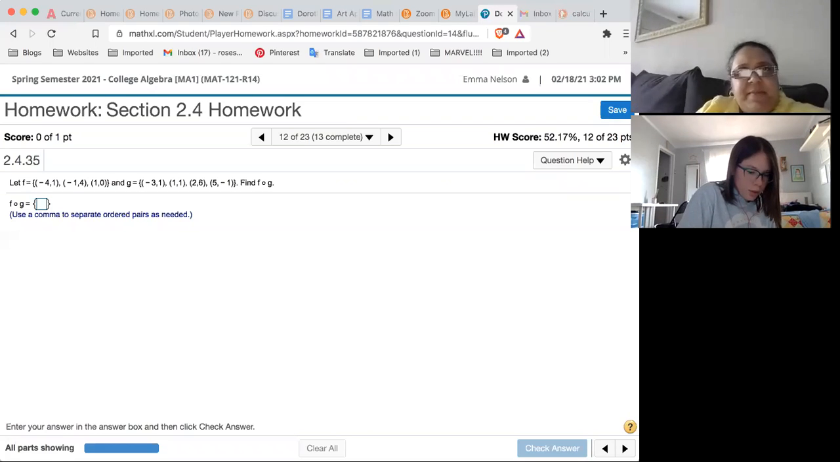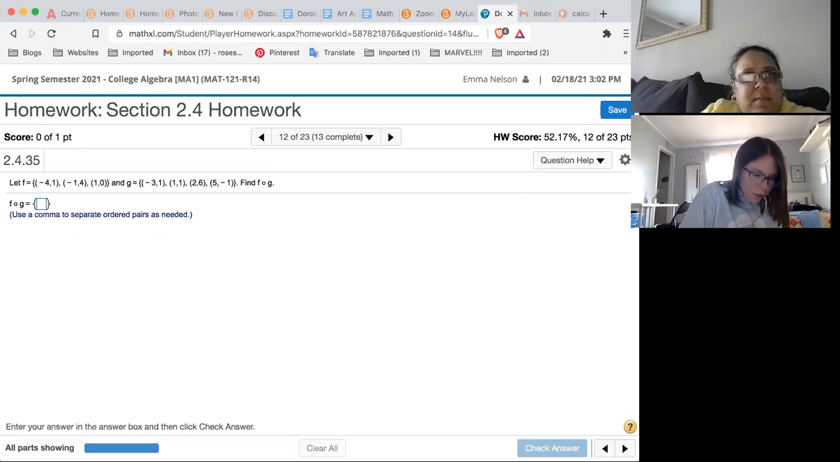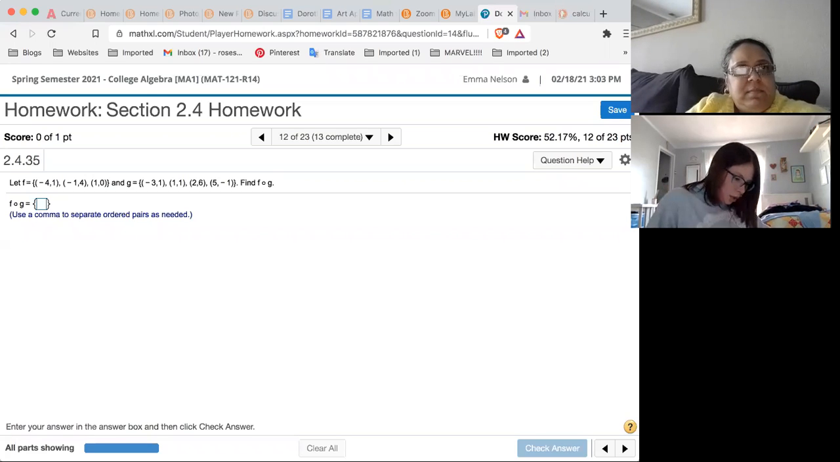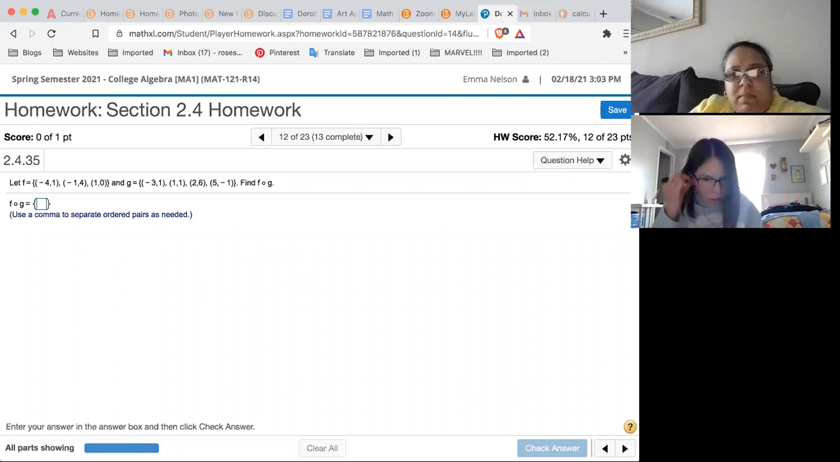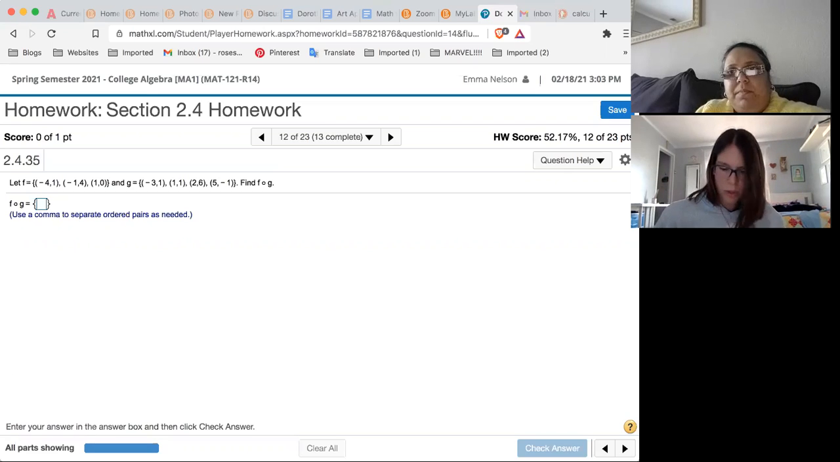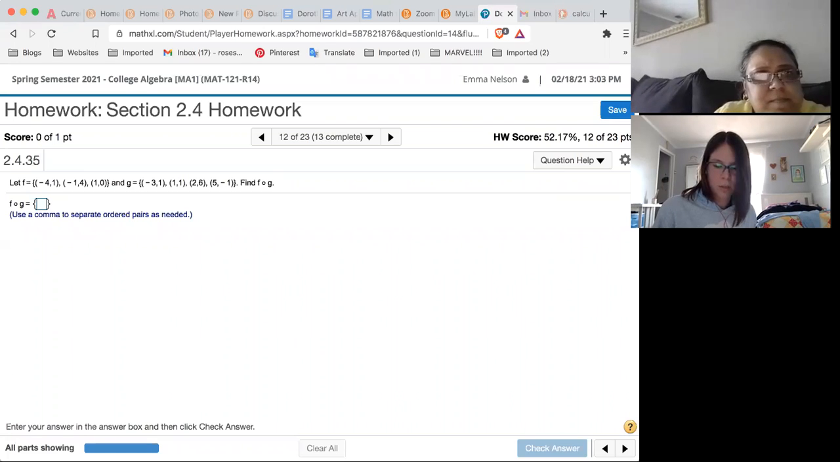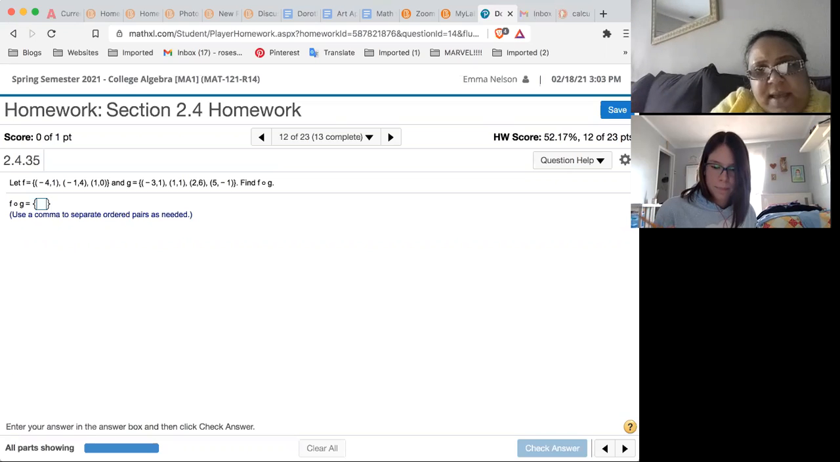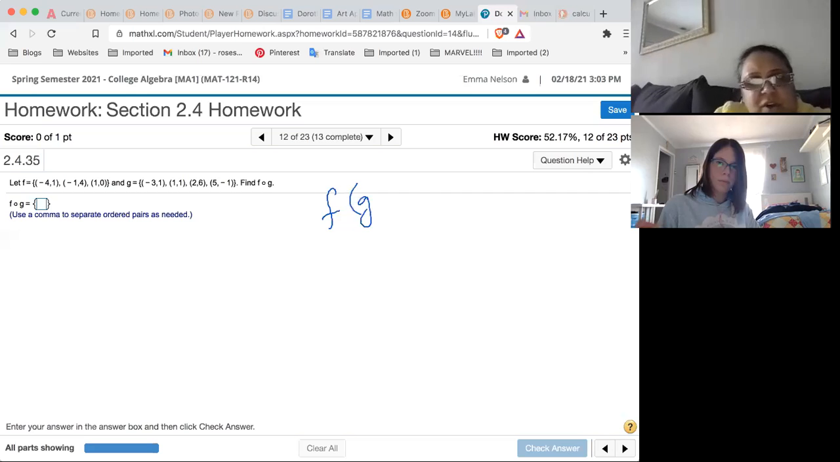Okay, so can you give me an idea of what you have tried doing on this? I think so I tried putting, for g, I tried -3 equals 2. Okay, yeah, because when they say f of g, they mean f on the outside, g on the inside.